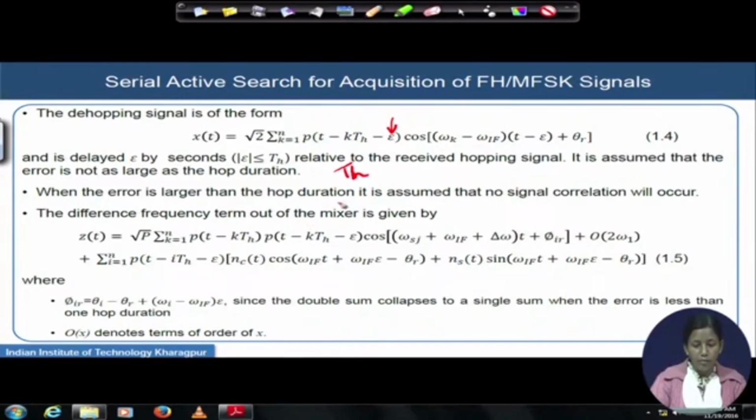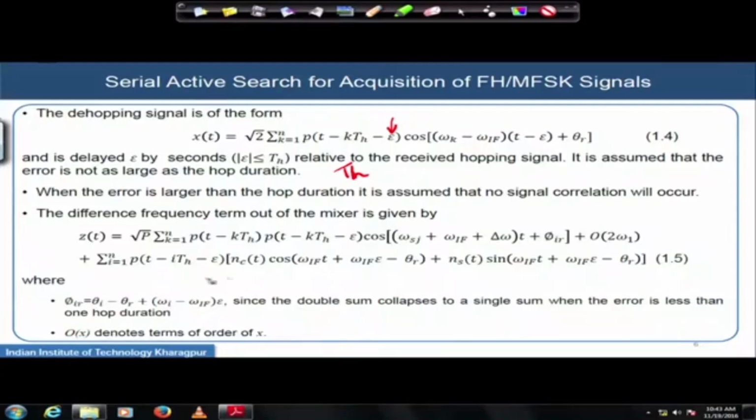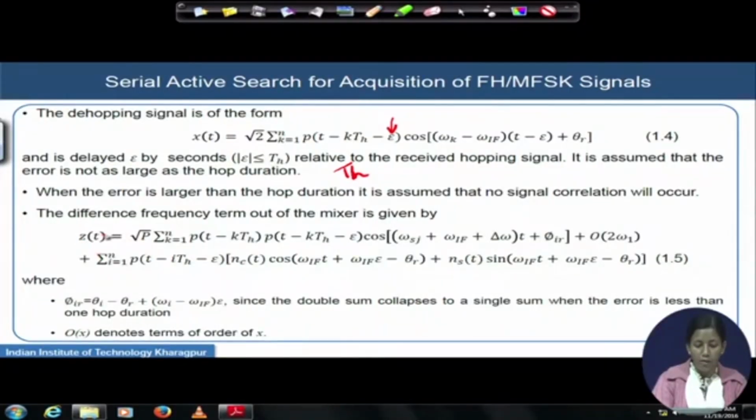We understand that the incoming signal now has a Doppler effect and a time error effect, and so the mixer output z(t) will reflect, with all these errors associated with the incoming signal, both the effect of the Doppler as well as the error of the timing. And this has expanded because we have also incorporated the complex Gaussian noise term.